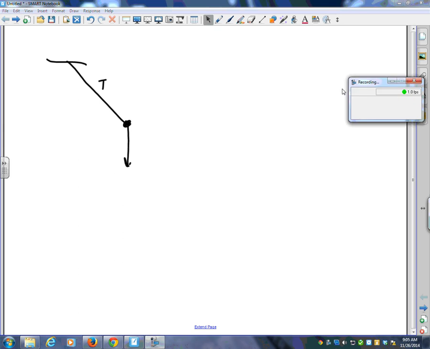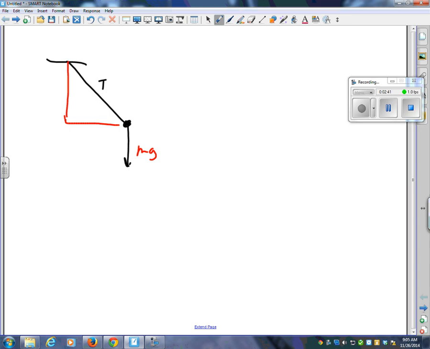All right, thanks. Okay, so we've got the tension there. Label this one, it's already labeled for you, mg. So basically, you just need to draw in the components here of tension, and let's label those Ty and Tx, x being horizontal, y being vertical.